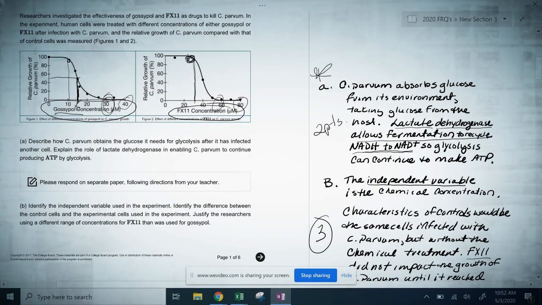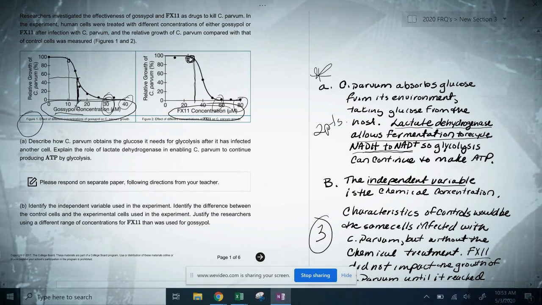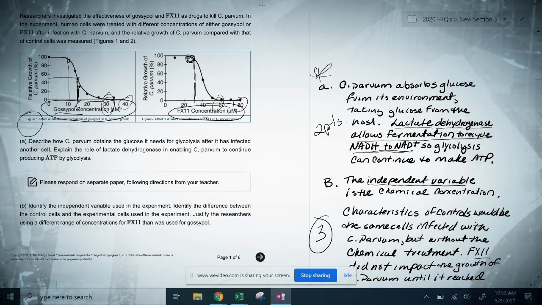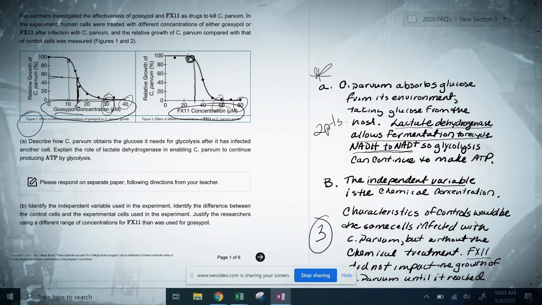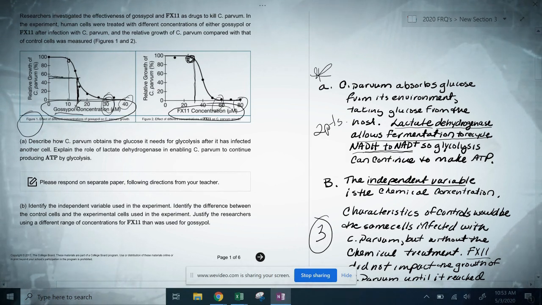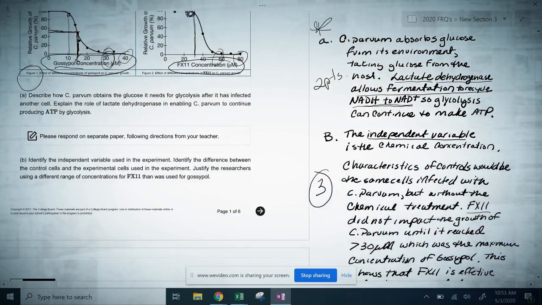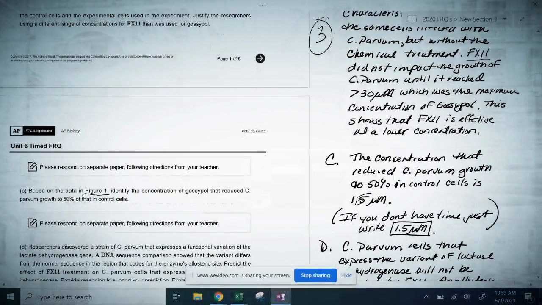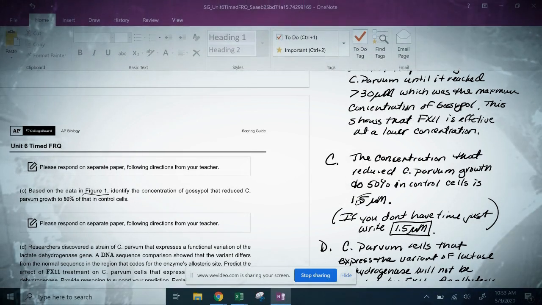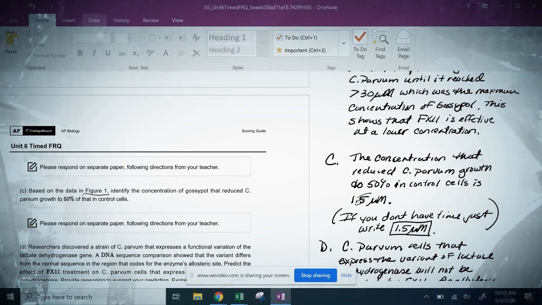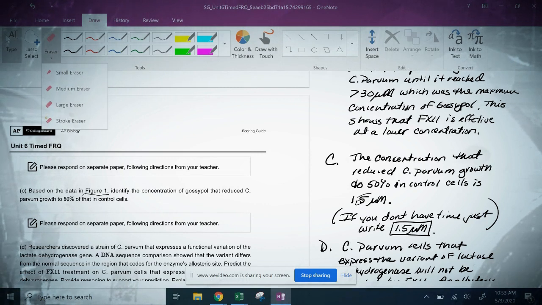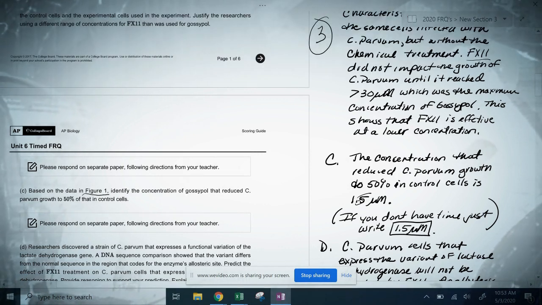Gossypol, Figure 1 is what we're looking at, and 50%. So if it was 100%, I want to look at where it's 50, and you want to go over, and then you want to come down, and that's going to be 15. And this looks like I have a typo here. I wrote 1.5. That's not good. So I want to change this.